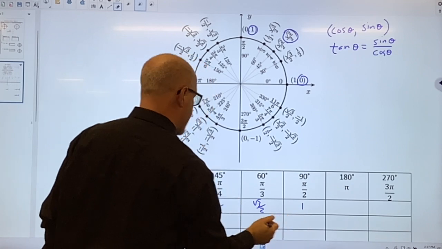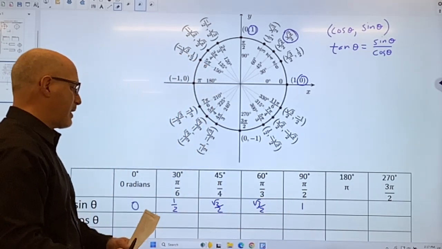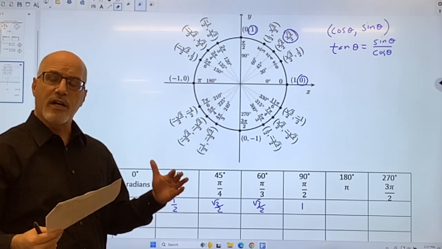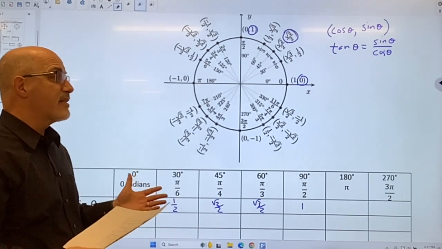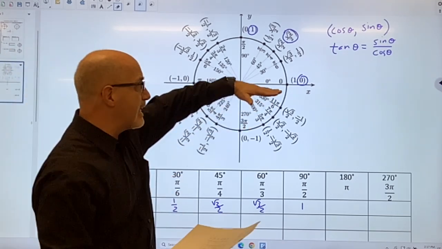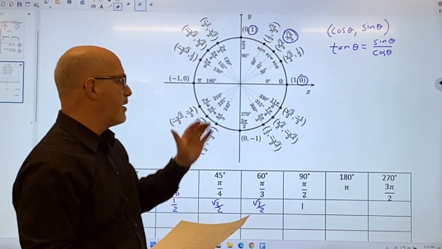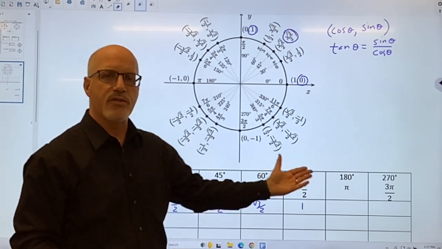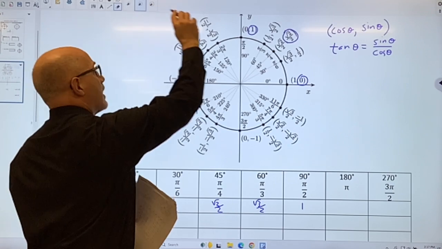So notice that these values are getting larger as we go on, and that makes sense because sine on a coordinate system is y over r. The r stays the same, so as the y gets larger, as that angle increases through that first quadrant, we're going to expect our sine values to get larger as well. So now let's go ahead and do cosine.